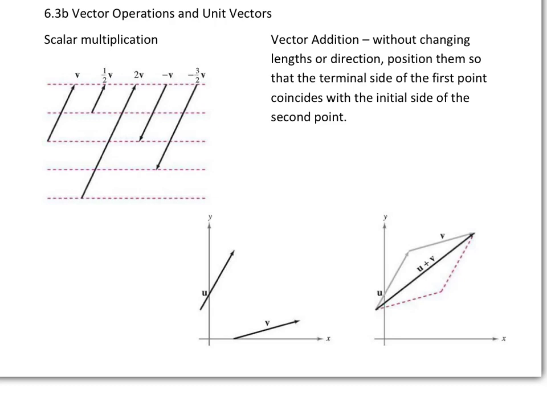Vector addition, you don't change their lengths and you don't change the direction, but you do position them so that the terminal side of the first point coincides with the initial side of the second point. So you always want them to be head to tail. And then you draw essentially the hypotenuse of the triangle and add the components together.